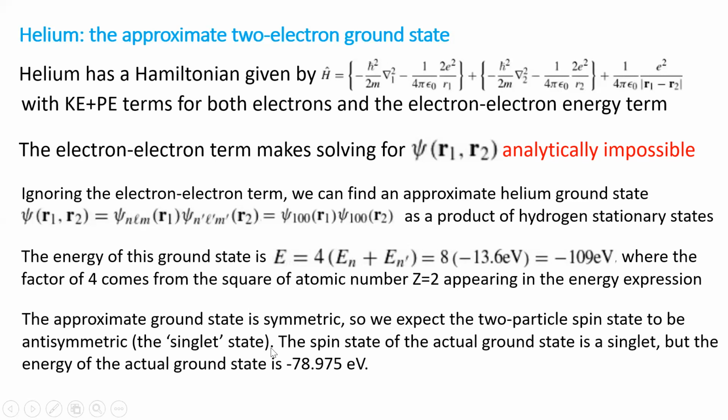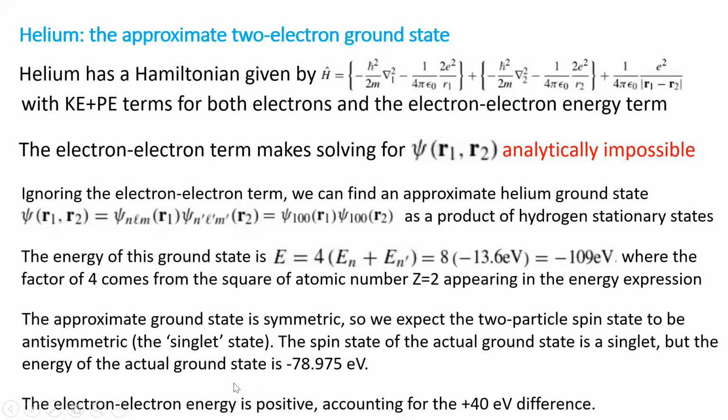So how does that stack up with what is measured in the atomic experiments? Well, the spin state of the actual helium ground state is in fact a singlet state, so our model gets that right. But the energy of the actual ground state is a little over minus 79 electron volts. So we miss by about, let's see, minus 109 minus minus 79, about 30 electron volts. But notice that the actual ground state is at more positive energy than the approximate ground state. That makes sense because the electron-electron energy, which we ignored in getting the approximate helium ground state, is positive. And because the electrons repel each other and so have a positive potential energy, it can account for the difference.